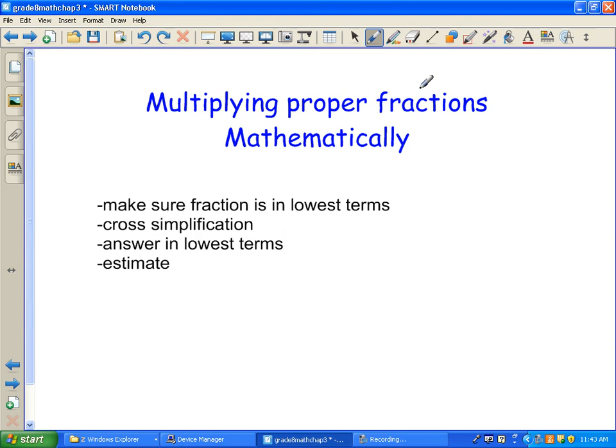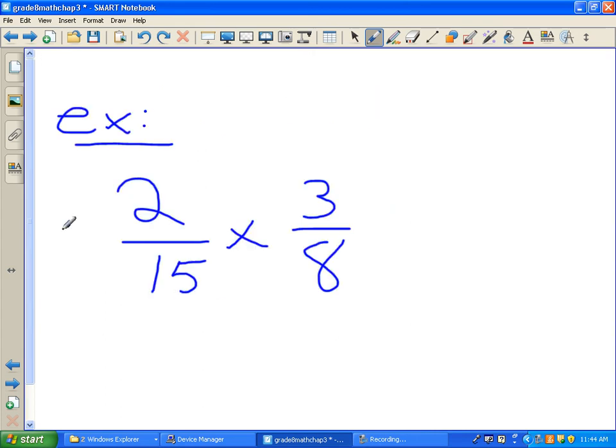Multiplying these fractions mathematically is probably a little bit easier for some people than drawing out those shapes, those rectangles. First thing you've got to do is make sure the fractions are in lowest terms. That means it's as small as it can get. We can cross simplify, and then we answer it in lowest terms. So let's give it a shot here for this next one.